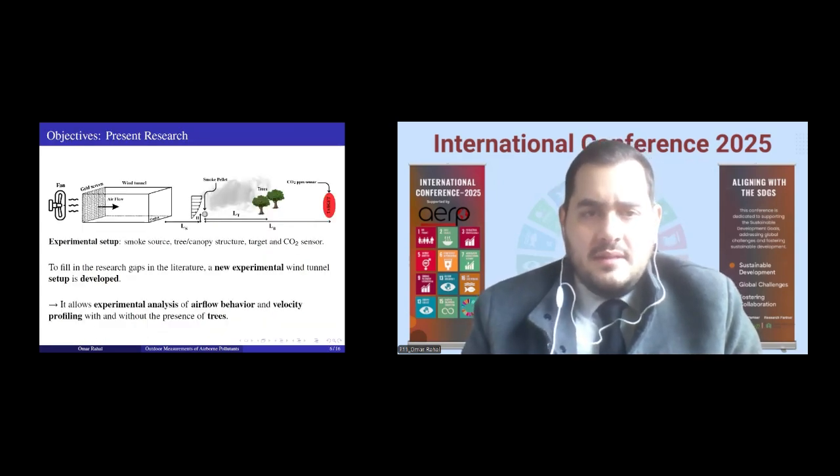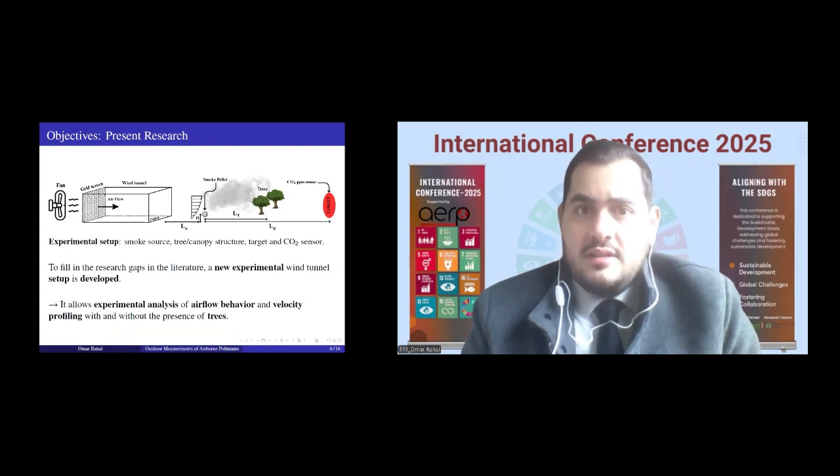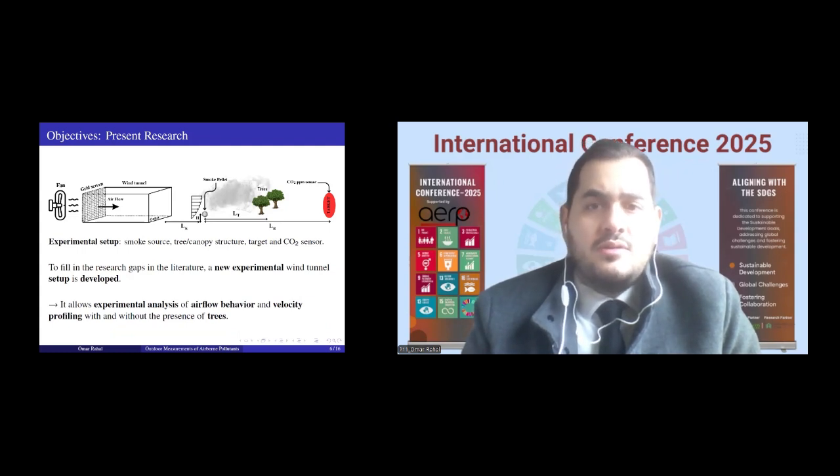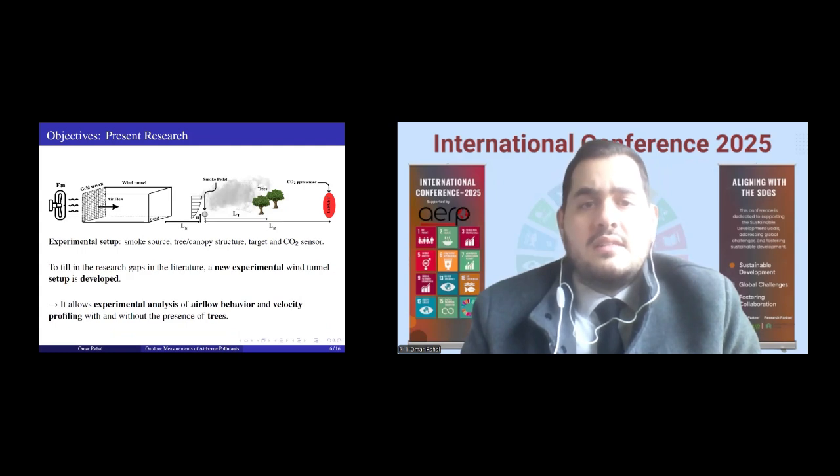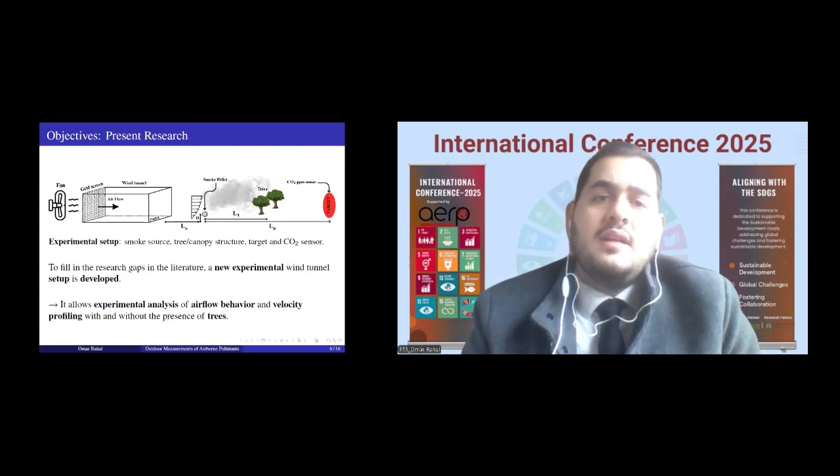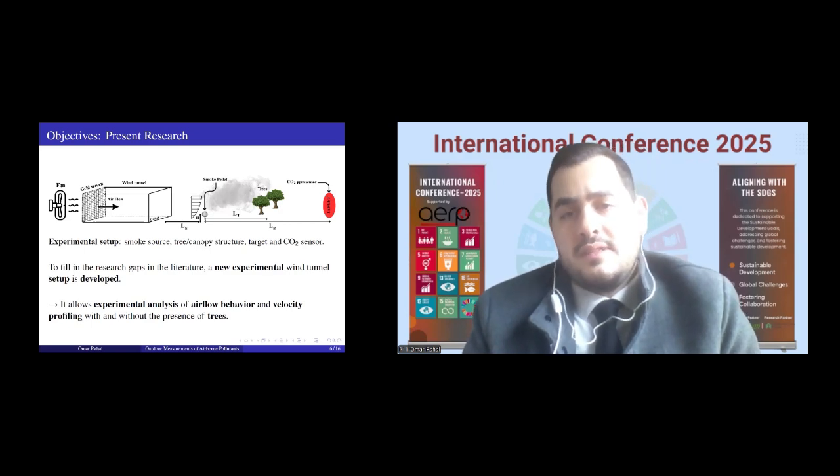As for my experiment, the objective was to use a smoke source that generated smoke in an airflow, and then measure the carbon dioxide emissions from this smoke and try to reduce it by using green trees. This figure gives a graphical summary of what I've been doing. Basically, we have to check the airflow behavior and the velocity profiling with and without the presence of trees.